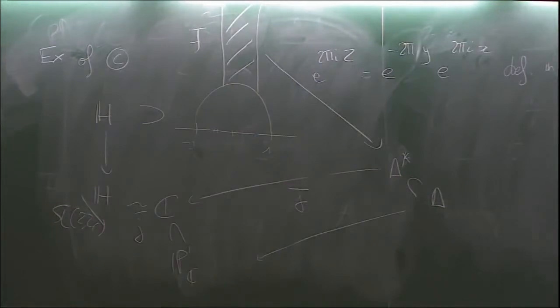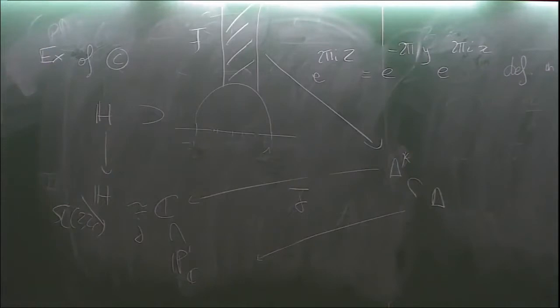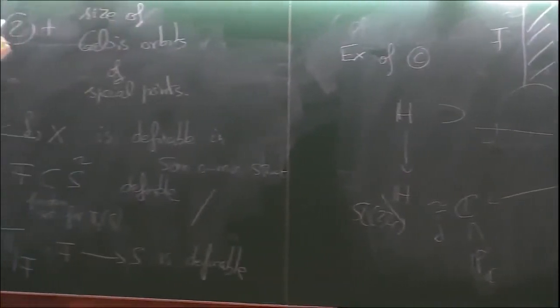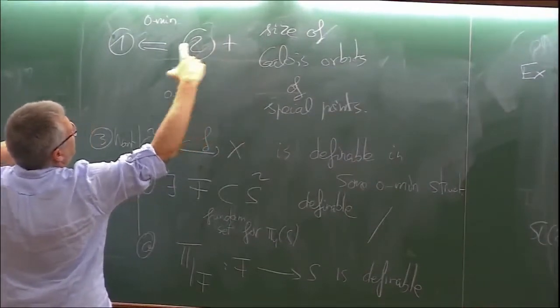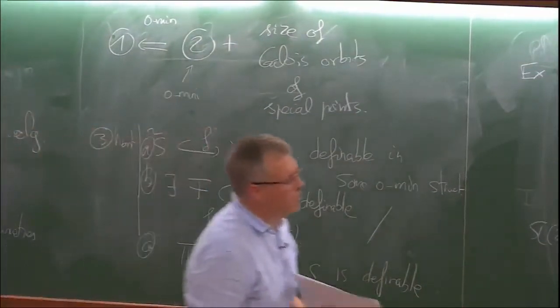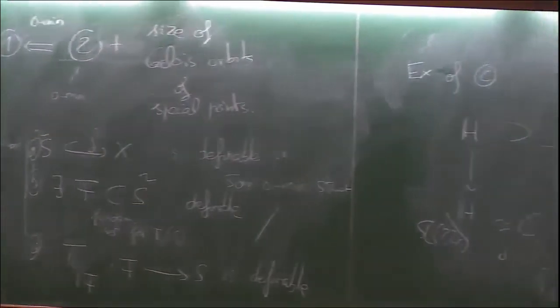Now what I want to explain is really how to use o-minimality in proving one instance of 2, and how one instance of 2 plus size of Galois orbits implies 1. So up to now it was a lot of words. Let's try to give really some mathematical content.